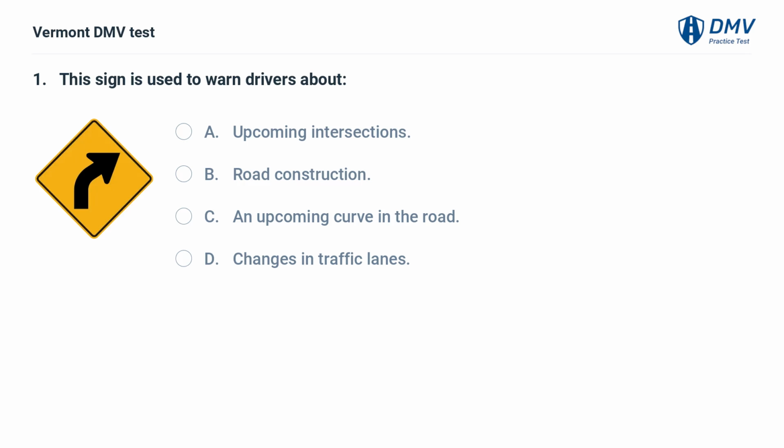This sign is used to warn drivers about A. Upcoming intersections. B. Road construction. C. An upcoming curve in the road. D. Changes in traffic lanes. C. An upcoming curve in the road.